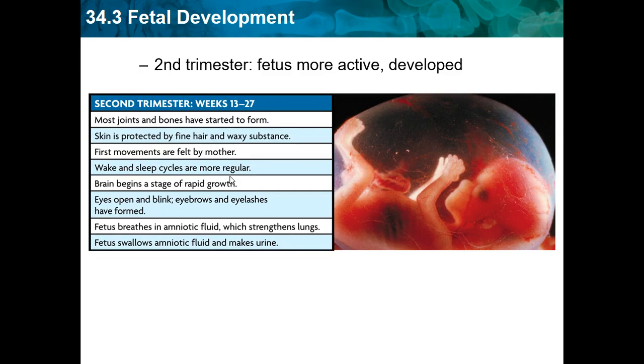Most joints and bones have started to form. Skin is protected by fine hair and a waxy substance. First movements are felt by the mother. Wake and sleep cycles are more regular. The brain begins a stage of rapid growth. Eyes open and blink. Eyebrows and eyelashes have formed.